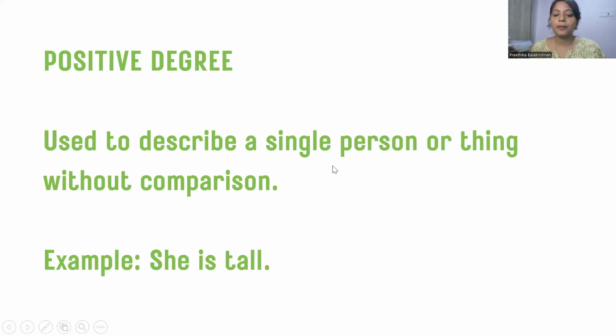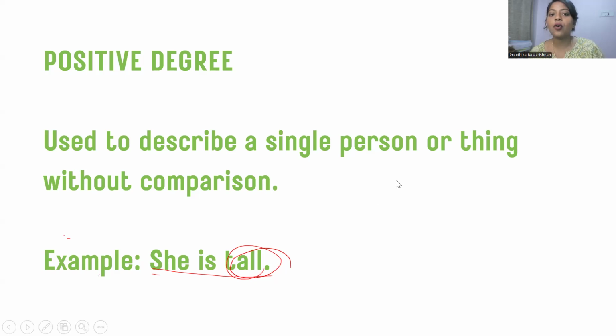Positive degree. What is positive degree? It actually compares only a single person or a single thing. Without comparing, it talks about someone. Okay, it does not compare with anyone. It talks about a single person or single thing. So that is called the positive degree. In the positive degree, the example I have given is, she is tall. So tall talks about a single person's height.